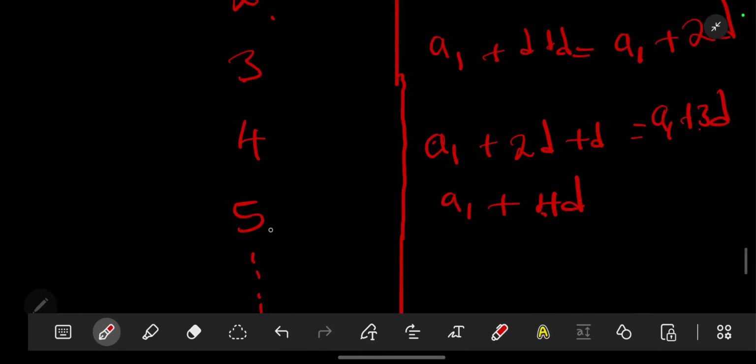Now why is this true? Because 4 is the same as 5 minus 1. That's how come we have 4. Even 3 is the same as 4 minus 1. That's how come we have the fourth term minus 1. That gives us that.